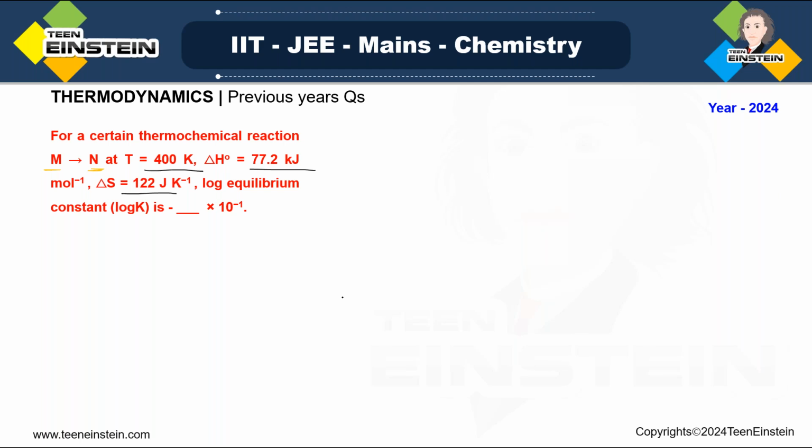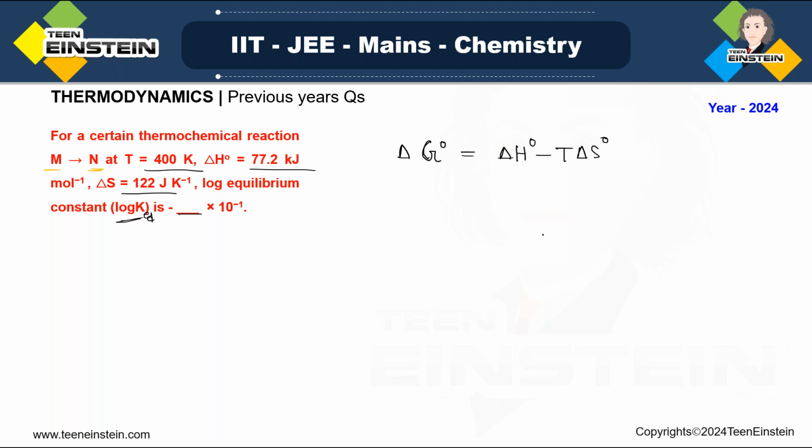Now here del H value is given, del S value is given, you have to find log of the equilibrium constant, which is log K. K is the equilibrium constant. How will you express it? Minus dash into 10 to the power minus 1. So in this format, you have to ultimately express the answer. Now we know the relationship between del H, del G, del S.